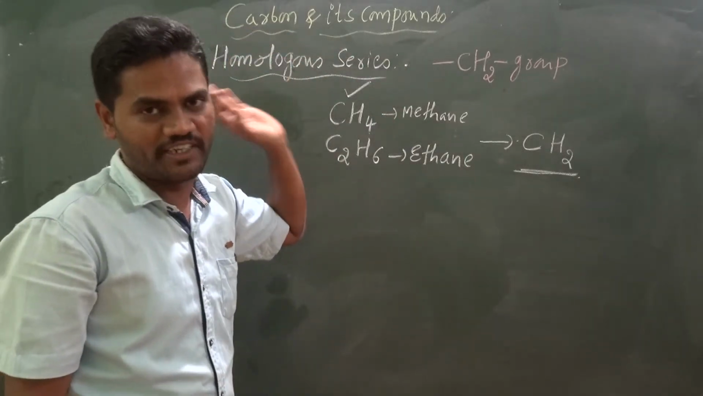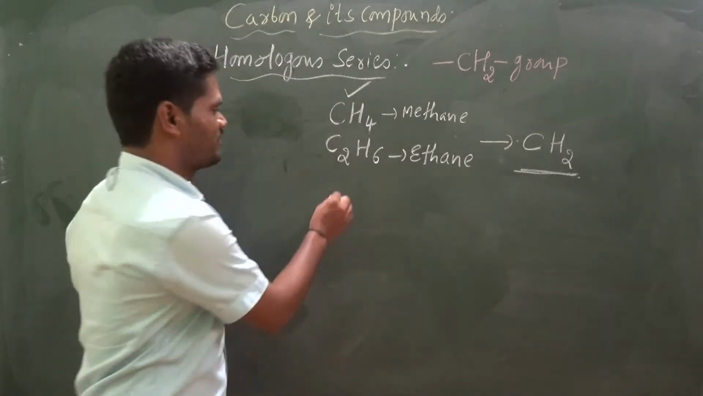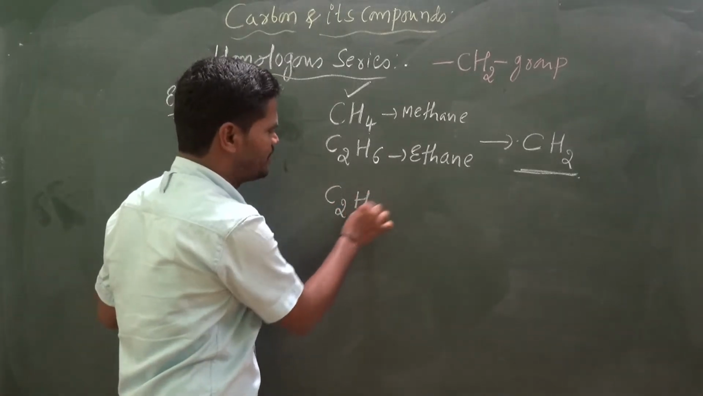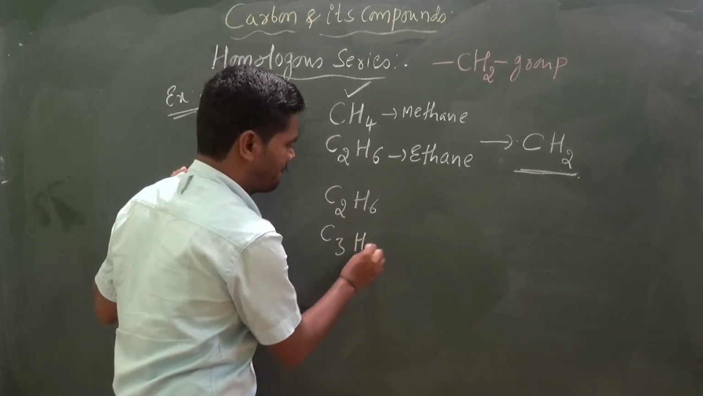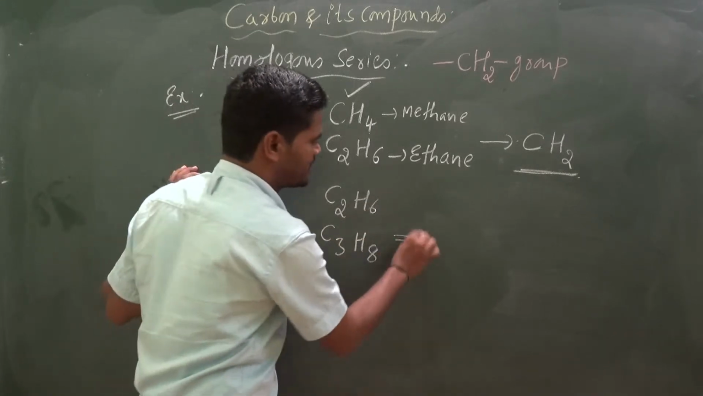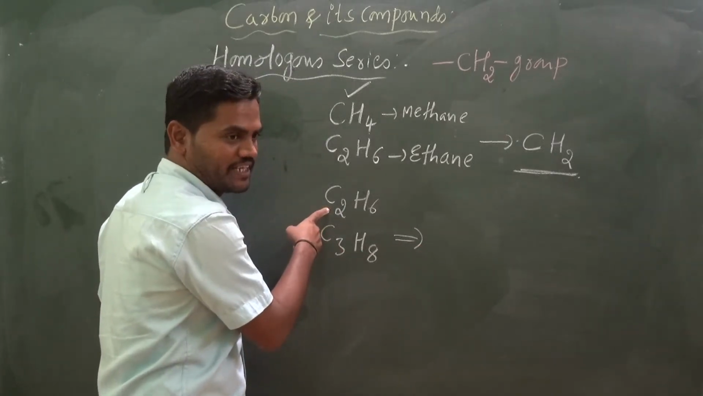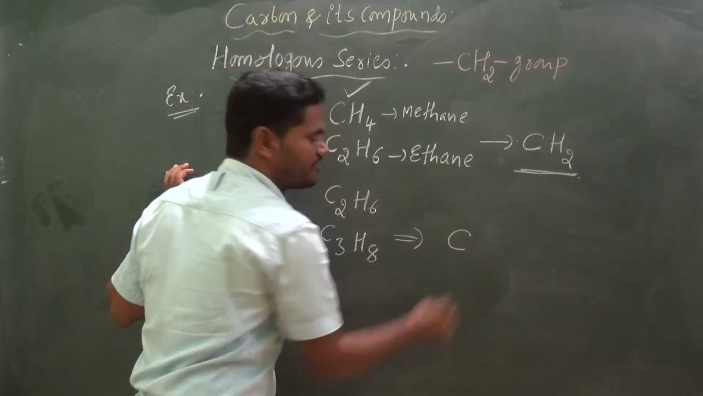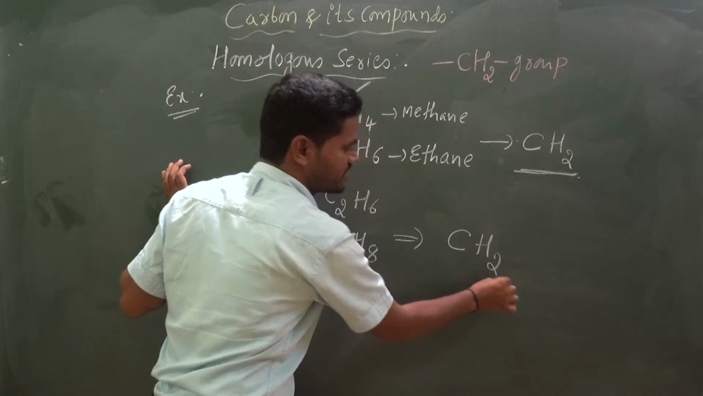Very, very important and very easy also. The next, I will take another example: C2H6, that is ethane, and the next one is propane. Again, compare these two. Here three carbon atoms are there, here only two carbon atoms are there. So here it will differ by one carbon, and 8 minus 6, two hydrogens, they will differ.